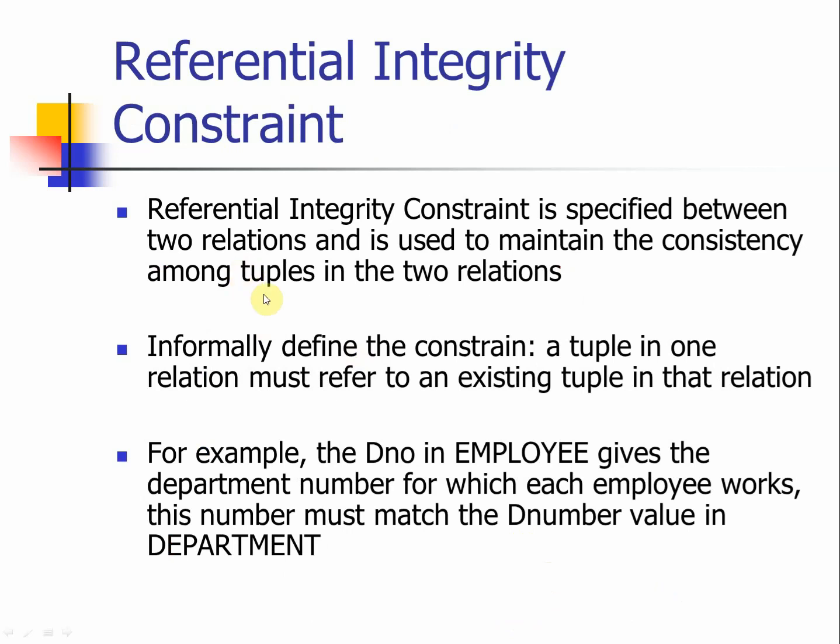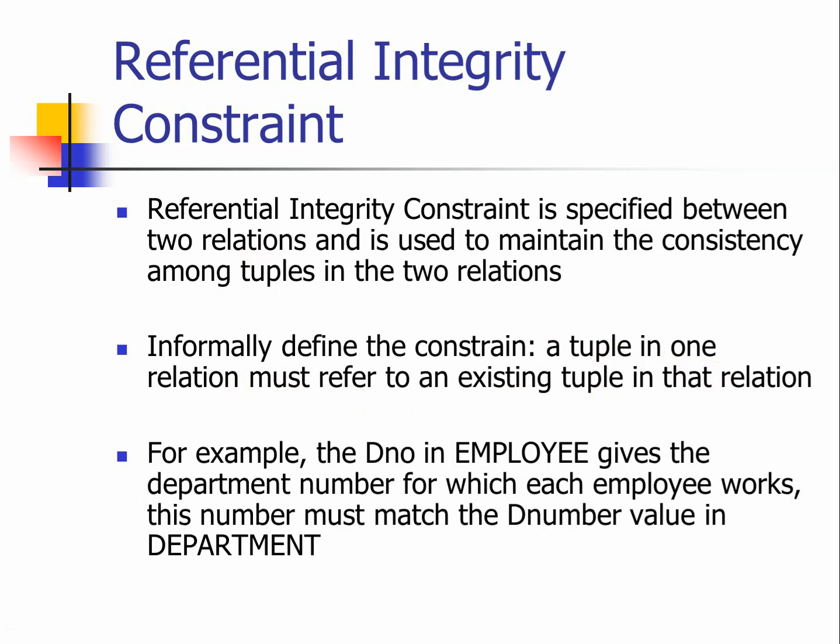After we look into the primary key, on which we spent a lot of time, it is time for us to look into what we call the foreign key. How do you reference one attribute to the other one? A referential integrity constraint is specified between two relations and is used to maintain the consistency among tuples in two different relations. Informally, this is how we can define it: a tuple in one relation must refer to another existing tuple in that relation. This is a very loose definition, but you need to understand that that's how we're referencing another one.